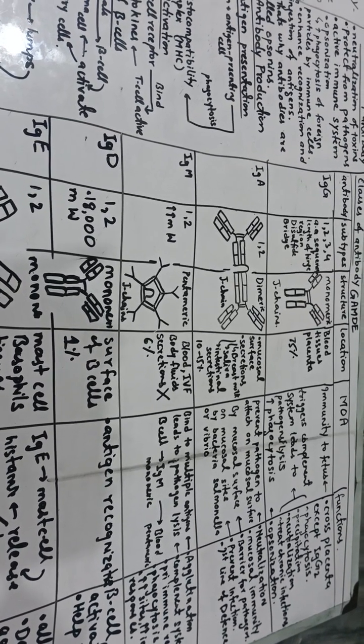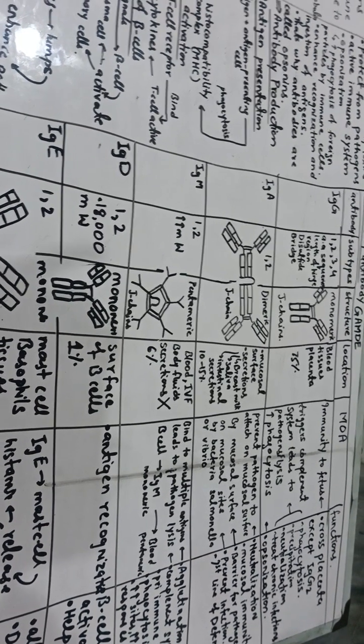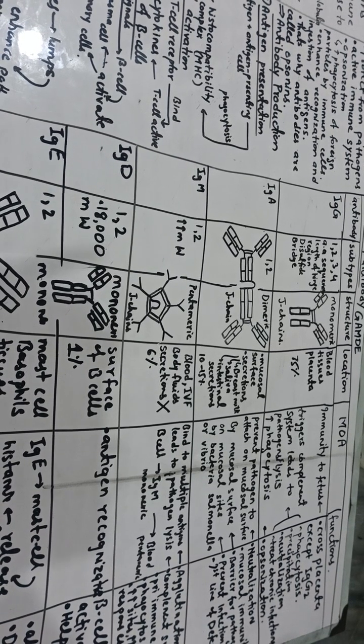So, what is IgG? It's again subdivided into four subtypes: 1, 2, 3, 4. They are divided on the basis of their amino acid sequence, length of hinge region, and disulfide bridges. Their structure is given, and they are monomeric. Mono means one, meric means structure. Location: they are present in your blood, in your tissues, and most importantly in the placenta, having an abundance of about 75%.